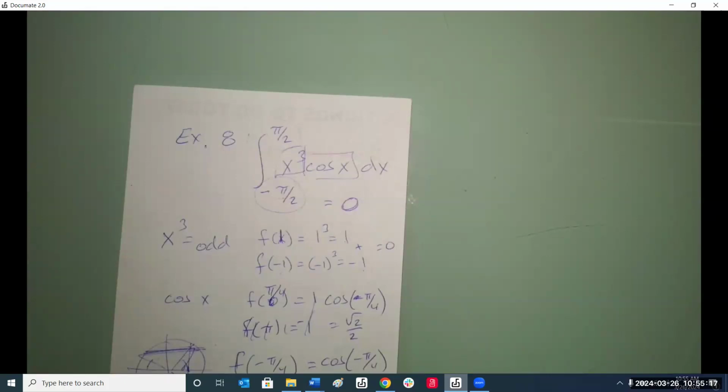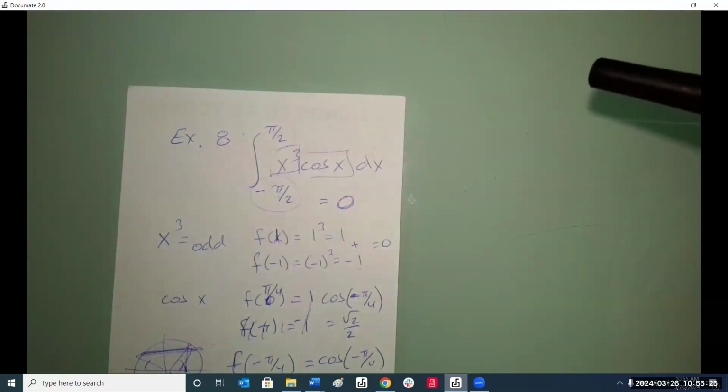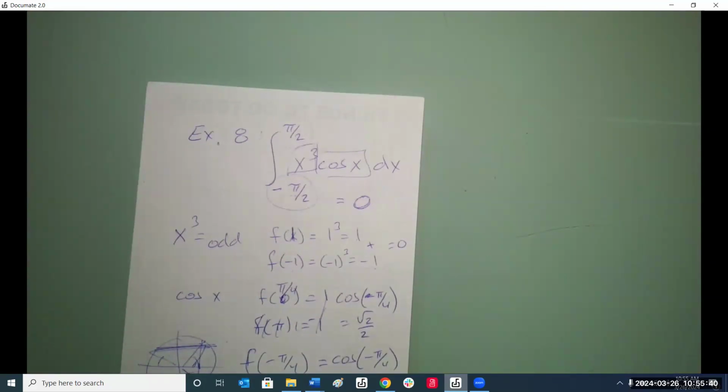You have to be able to see that when we have a product, first look at what kind of functions each of the factors are. If they're both even, then we're not going to have any luck there. But since one's odd and one's even, and this is a completely symmetrical interval, then we know it has to cancel out.